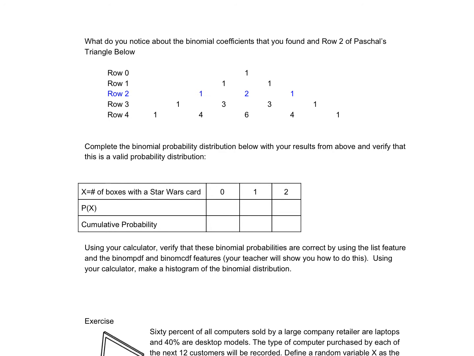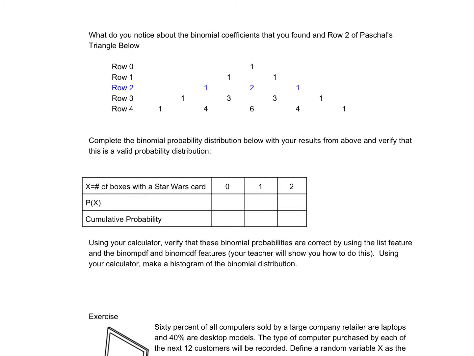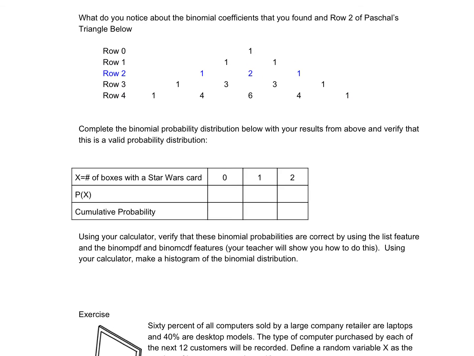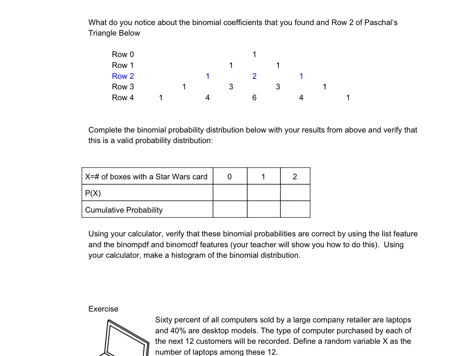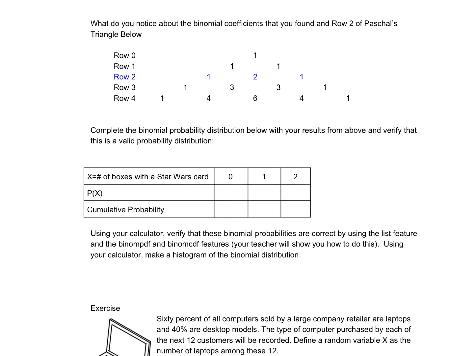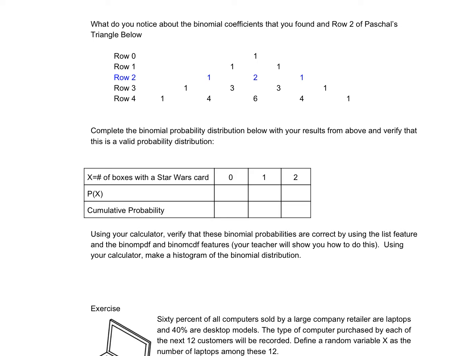Well, all you have to be able to get is how do I find it on my calculator? nCr, right? It says complete the binomial probability distribution below with your results from above and verify that it is a valid probability distribution. So what was the probability of getting 0? 9/16. What was the probability of 1?